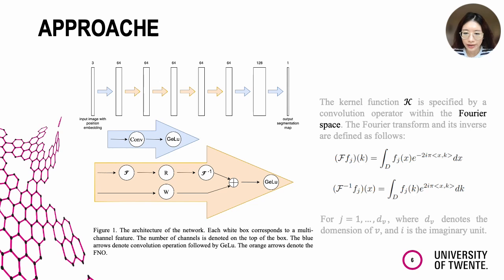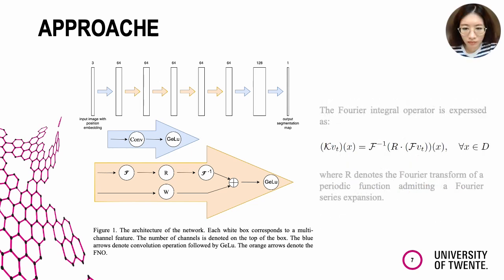The kernel function K here is specified by a convolution operator within the Fourier space. So we use Fourier transform and inverse Fourier transform as the operation inside this layer. Then you can see the Fourier integral operator as shown on the screen. With this Fourier operator, we can allow training on lower resolution and subsequent evaluation at a higher resolution, all without exposure to any higher resolution data.